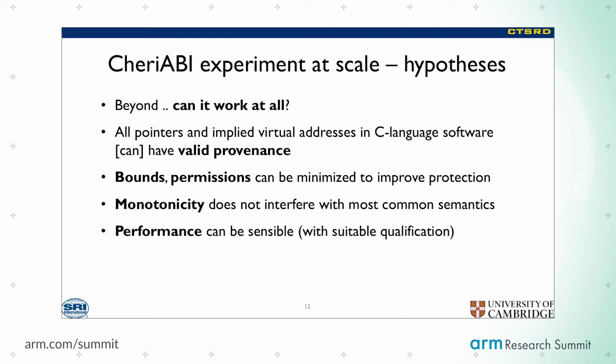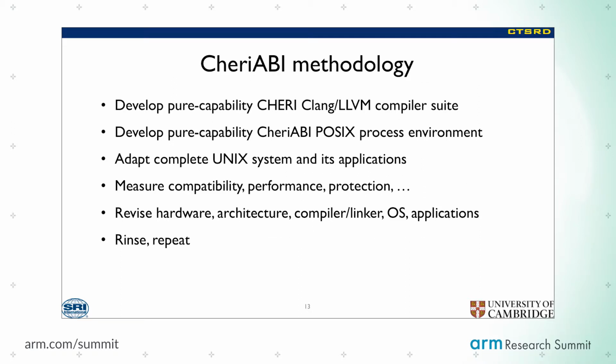Monotonicity seems like a sensible idea. It prevents privilege escalation, but does it interfere with the actual operation of software in practice? And then on performance, can we get sensible performance overheads? We're looking for a couple of percent, maybe in a worst case scenario, 5 or 10%. We're not looking for a 100% overhead. If we want that, we can run existing software bounds-checking-based techniques.